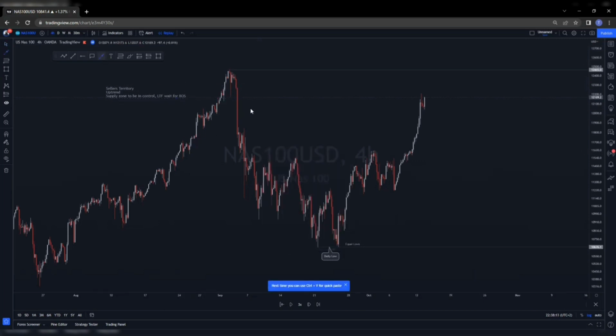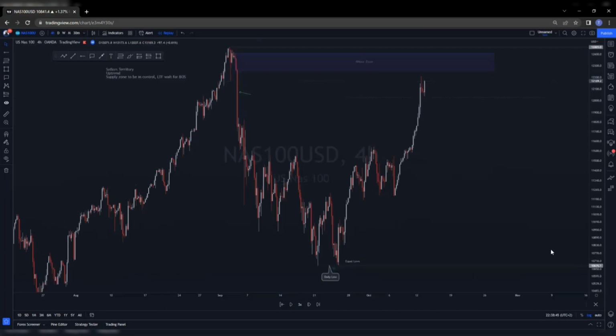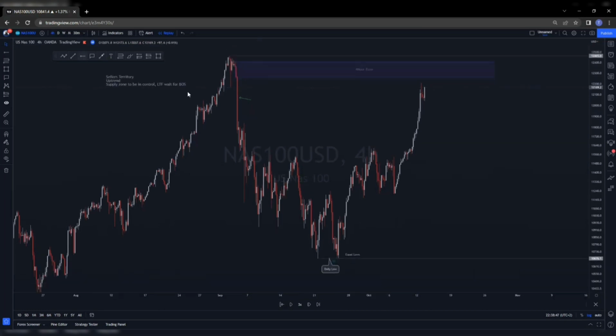So we have an imbalance here that the market is now filling. The source of that imbalance is here, so this is our first zone. Now, if the market was to drop, we will take profits at our area of liquidity. We have our first area of liquidity here, and this is our equal lows. And beneath that area of liquidity, we have an imbalance over here.